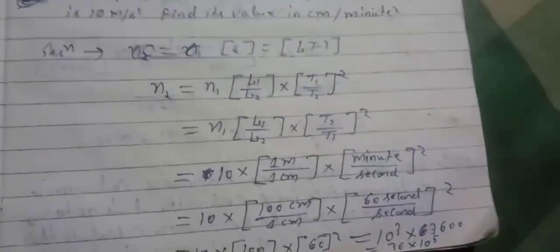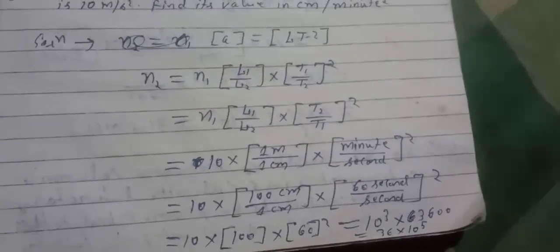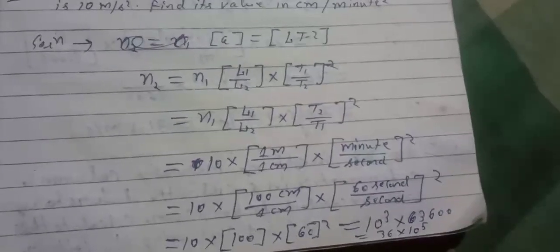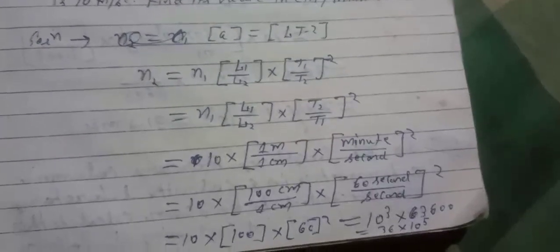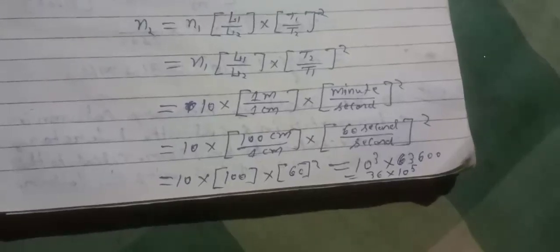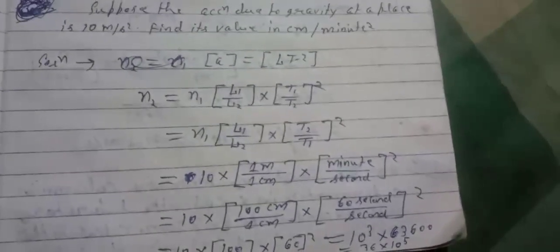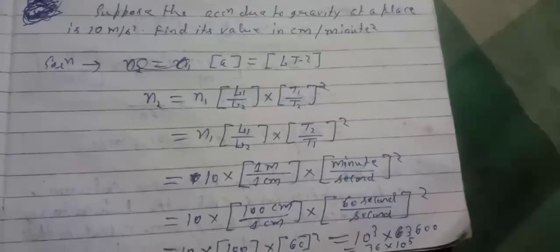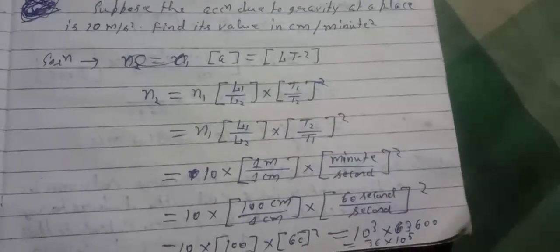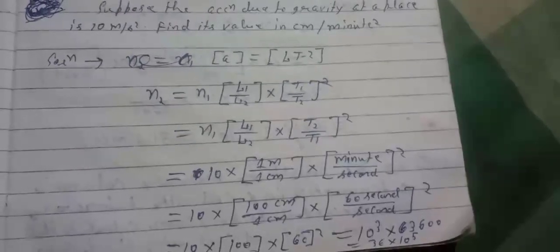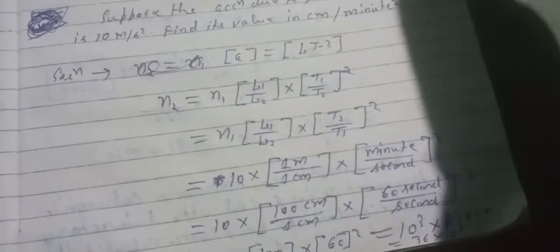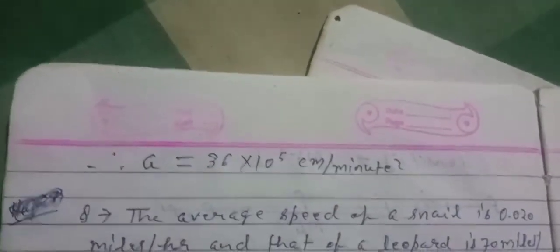Now we have n1 equals 10, L1 equals 1 meter and L2 equals 1 cm, into 1 minute by second whole square. Solving this, we get 10 to the power 3 into 3600, or 36 into 10 to the power 5. So the answer will be 36 into 10 to the power 5 centimeter per minute squared. Hence A equals 36 into 10 to the power 5 cm per minute squared.